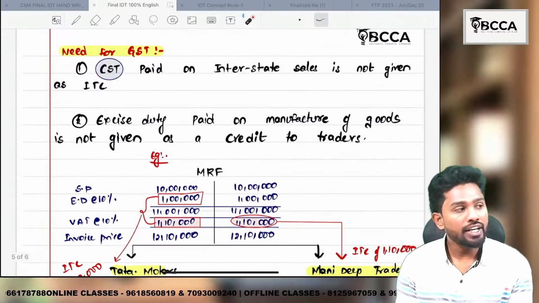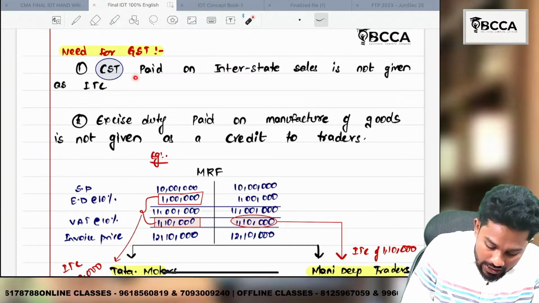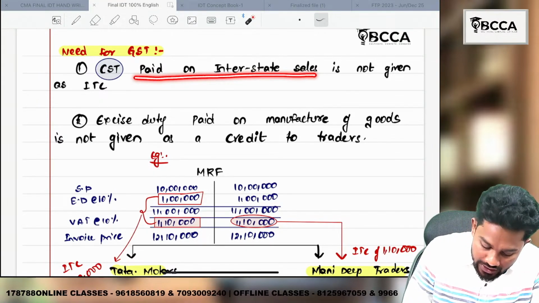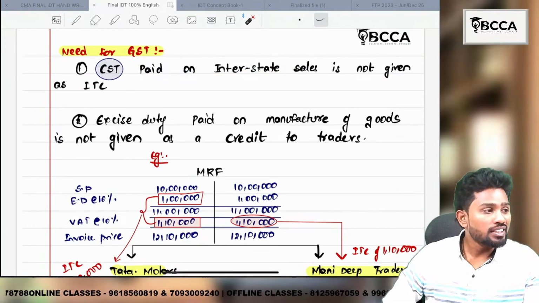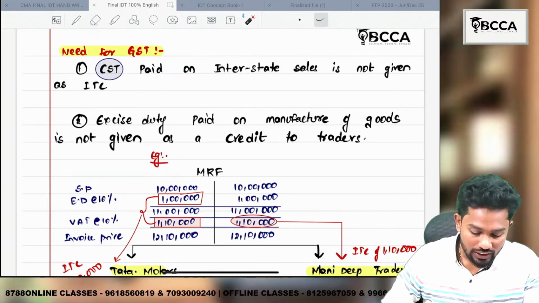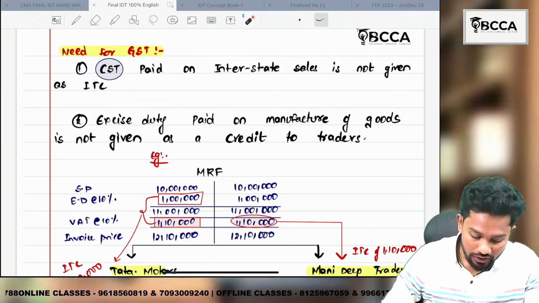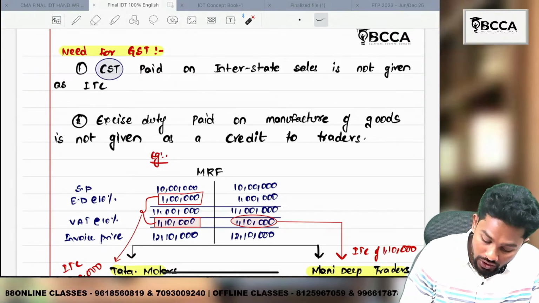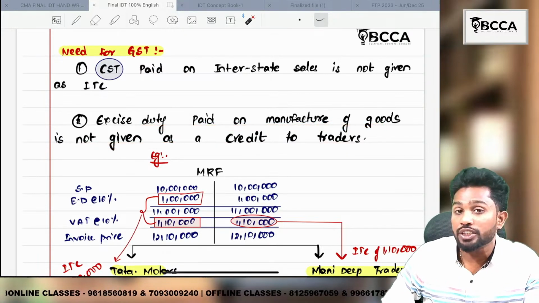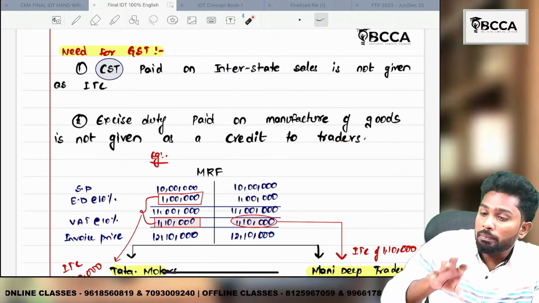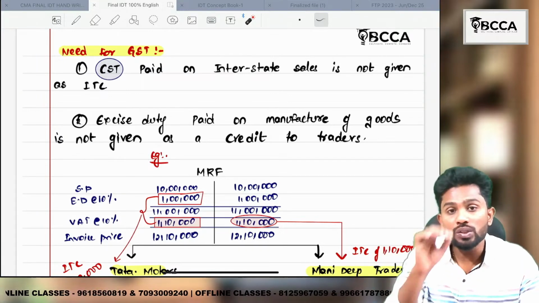Next, the need for GST. What is this, sir? The first reason why there is a need to introduce GST: the central sales tax paid on interstate sales is not given as ITC. Second, even the excise duty paid on manufacture of goods is not given as credit to traders. Excise duty paid is given as credit to manufacturers, but not to traders.